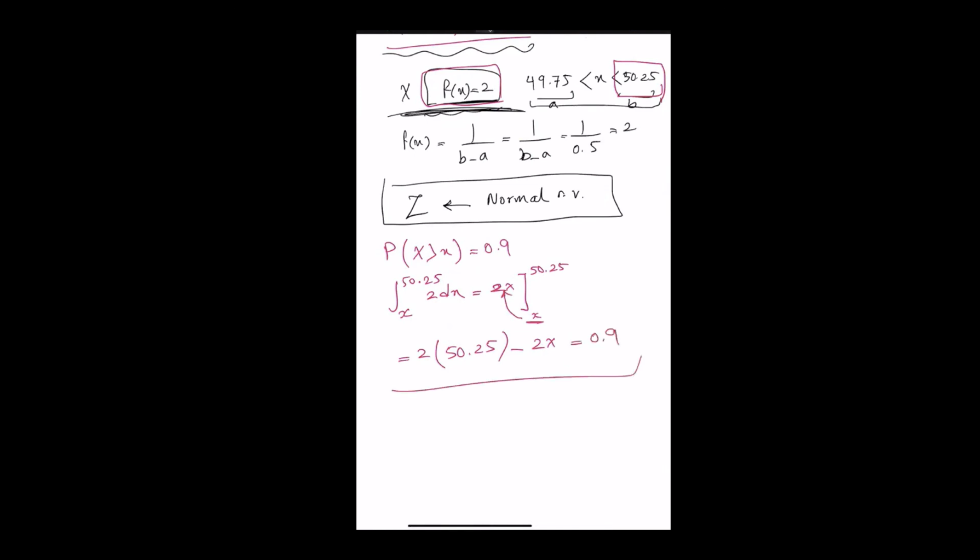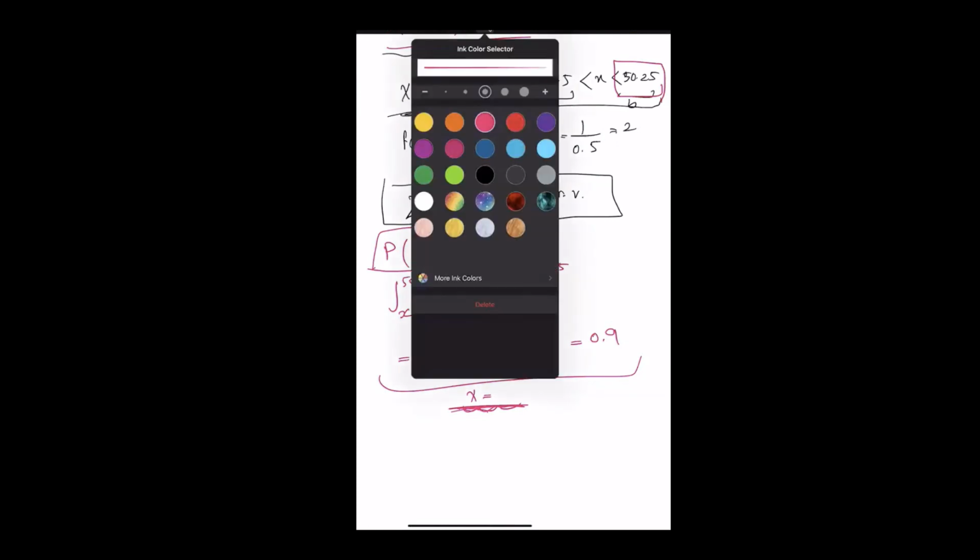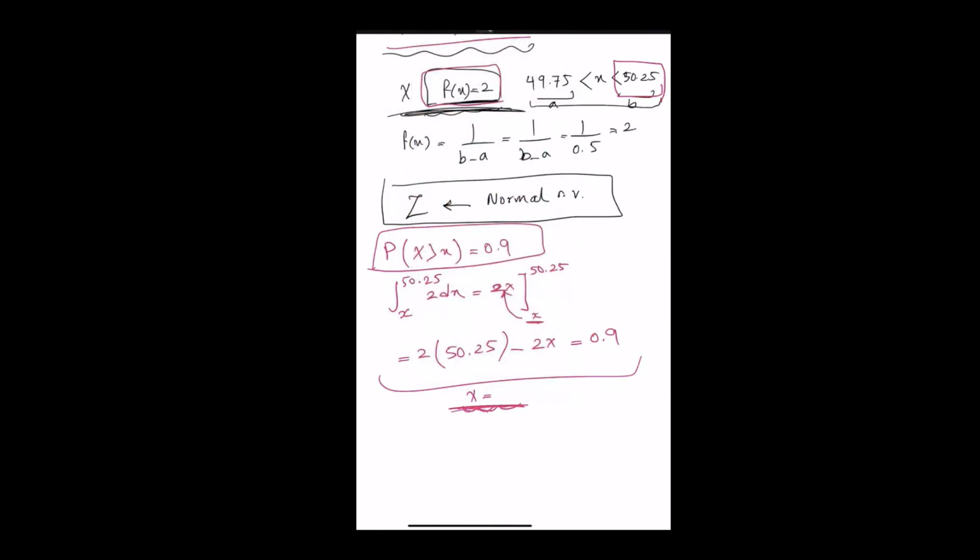So the question is, what is the value of x? If you solve this, it gives you the value of x that can satisfy this probability. So any package with a chance of 90% will have a weight greater than this number. So x is 49.8.